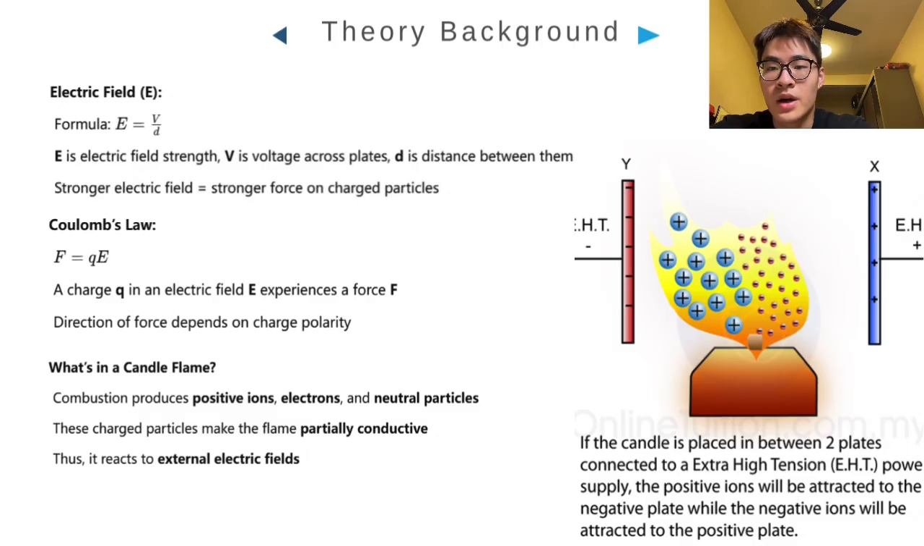Here's a summary of the physics behind it. The electric field E is defined as voltage divided by distance, and according to Coulomb's law, a particle with charge Q in an electric field E experiences a force F equals EQ. The direction of the force depends on the charge's polarity. In a candle flame, combustion produces positive ions, electrons, and neutral particles, making the flame potentially conductive. So when placed between charged plates, the flame should react due to this force acting on its charged particles.